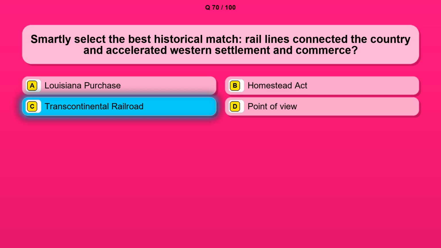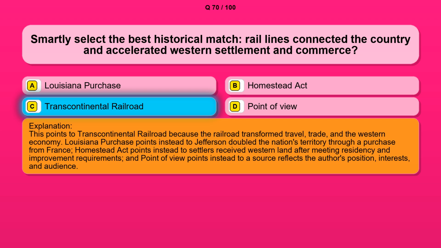The correct answer is option C, Transcontinental Railroad. This points to Transcontinental Railroad because the railroad transformed travel, trade, and the Western economy. Louisiana Purchase points instead to Jefferson doubled the nation's territory through a purchase from France. Homestead Act points instead to settlers received Western land after meeting residency and improvement requirements, and Point of View points instead to a source reflects the author's position, interests, and audience.